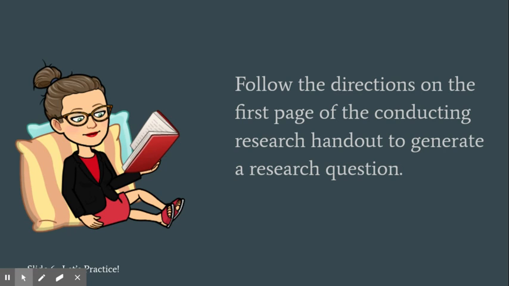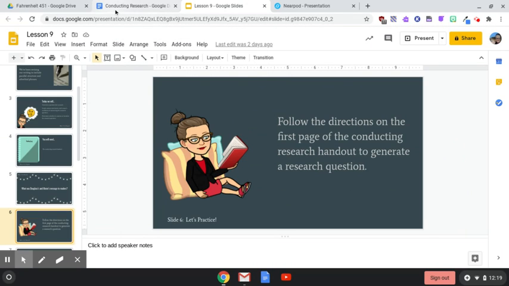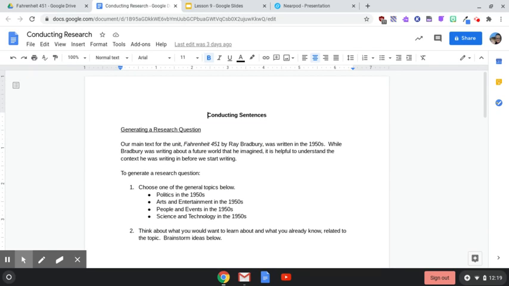So, we're going to look at the directions on the first page of the Conducting Research handout to generate our research question. To generate a research question, you're going to choose one of the general topics below: politics in the 1950s, arts and entertainment in the 1950s, people and events in the 1950s, and science and technology in the 1950s.